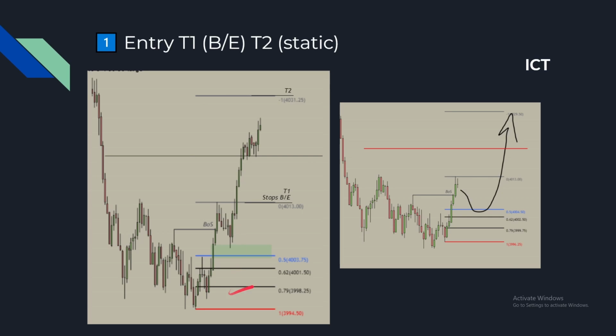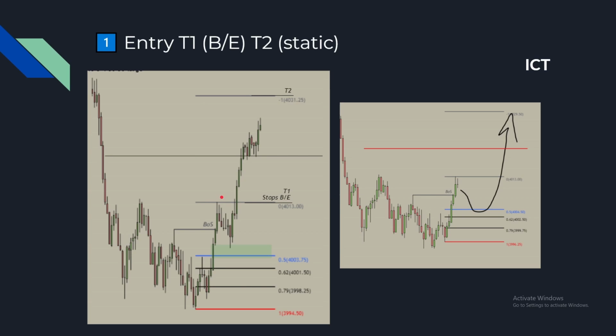So on ICT, you can see we were looking for break of structure, a move back into this fair value gap here to that 0.5 retracement to buy it and trade up into that -1 or 1 standard deviation of this range. So where would our T1 be? Well, if we're going to trade lower from here, our T1 is always going to be that previous high.